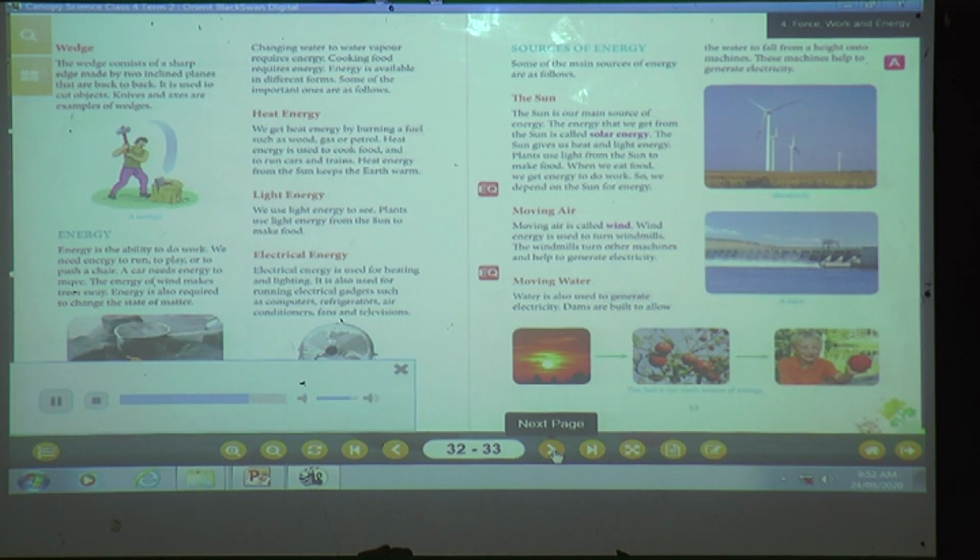Electrical energy. Electrical energy is used for heating and lighting. It is also used for running electrical gadgets such as computers, refrigerators, air conditioners, fans, and television.